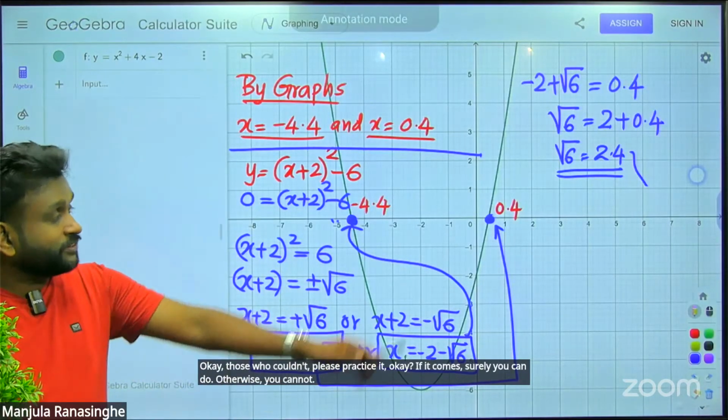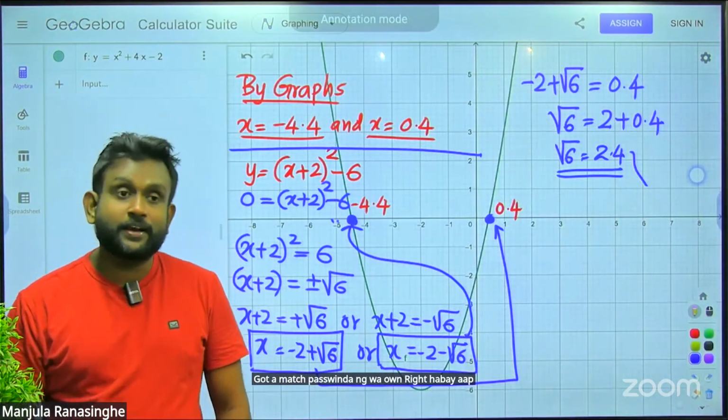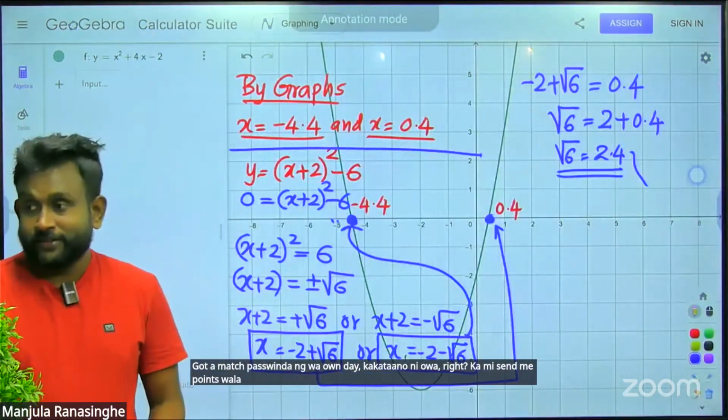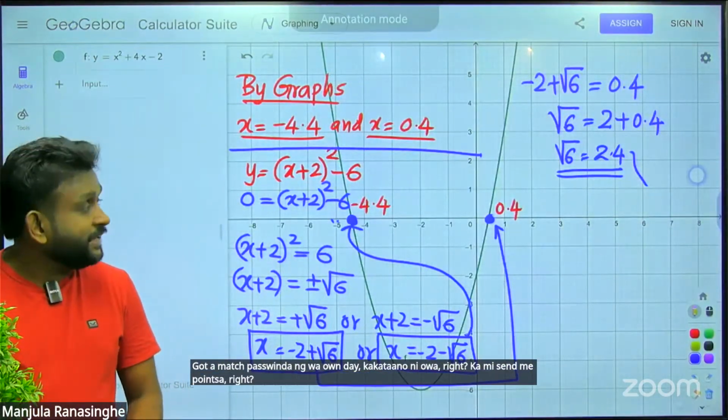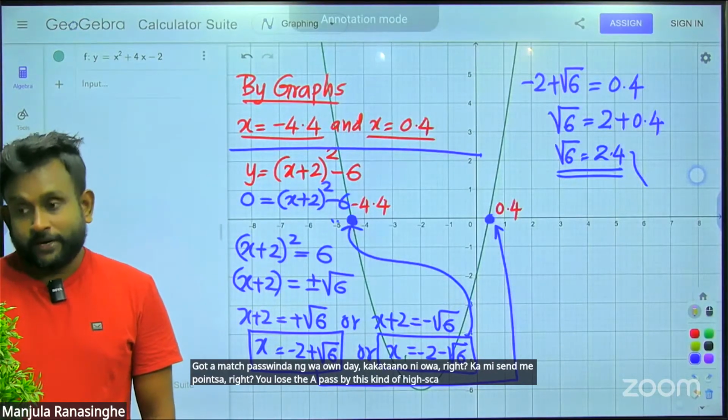Right, to pass maths you don't need these. But we say, to go to the solid unit you need them. You miss it at these points, son. Right, you lose the A pass by this kind of high skill questions. Right, you need to do them.